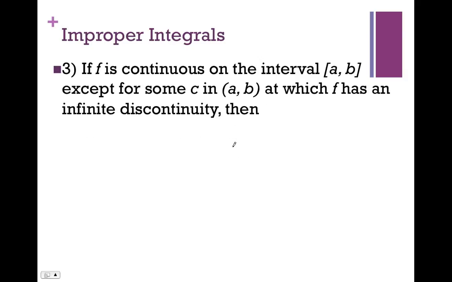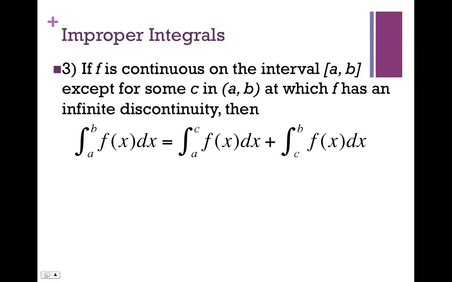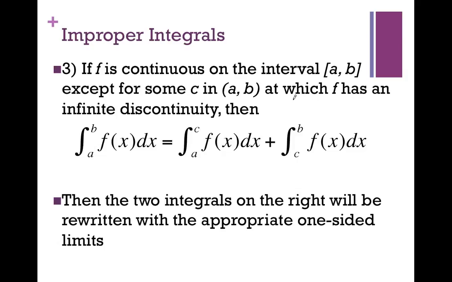Finally, let's say I'm continuous on the entire interval from a to b, including the endpoints, except for some c in the middle. Okay, so let's say I'm integrating, not starting at or finishing at an infinite discontinuity, but I'm integrating over an infinite discontinuity. Then I need to split it, okay? I have the integral from a to b, but I need to split it into an integral from a to that infinite discontinuity, plus an integral from that infinite discontinuity to the other endpoint b. And then I rewrite both of those integrals with the appropriate one-sided limits, okay?